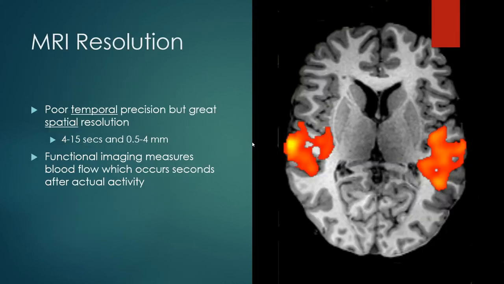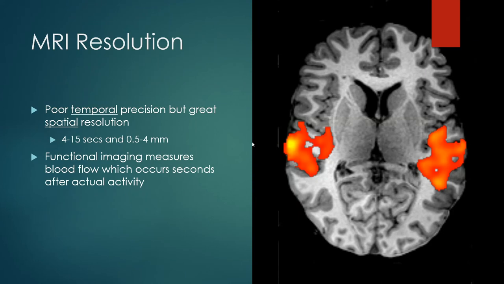So this one has really, really good spatial resolution, up to, and this 0.5 is actually higher than what you can actually get to. You can get down to 0.2, 0.3 with 11 tesla machines. So you can get really, really fine spatial precision. So you can see, like, this is exactly where the activity was happening.